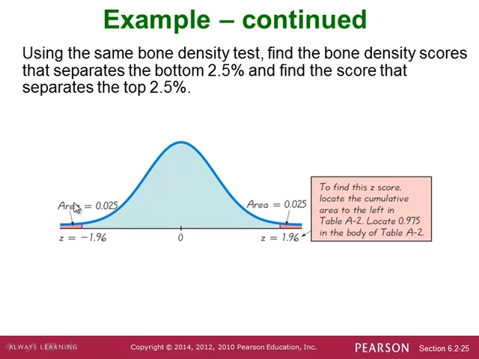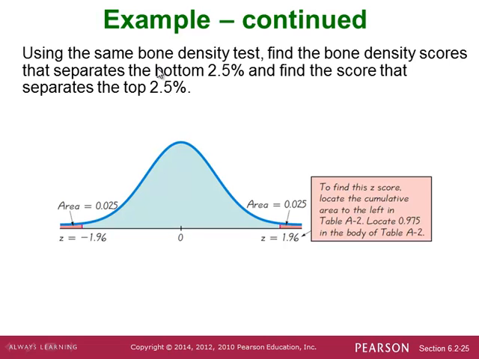Which should not be surprising because the normal distribution has a symmetric quality to it. So if there's an area of 0.025 to the left with a z-score of negative 1.96, that means that the z-score of positive 1.96 corresponds to an area to the right of 0.025. So once you find the z-score corresponding to the bottom 2.5%, take the positive of that number to get the z-score for the top 2.5%.